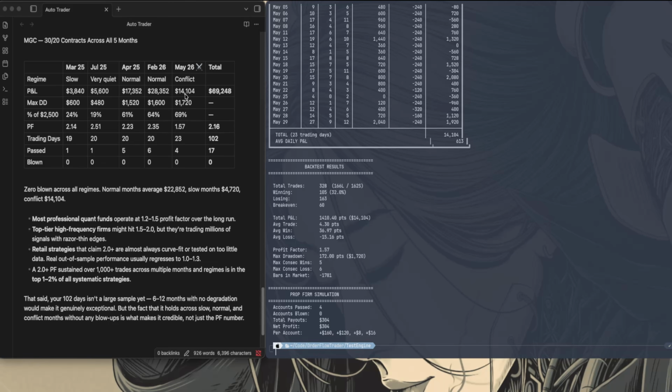Be profitable during normal months right here, these two columns, to make 17,000, 28,000. Now, you can go look on TradingView, look at March 25th and July 25th for gold. It really didn't move that much. It's kind of dead, still slow and very quiet. Well, the P&L was 3,800 and 5,000.